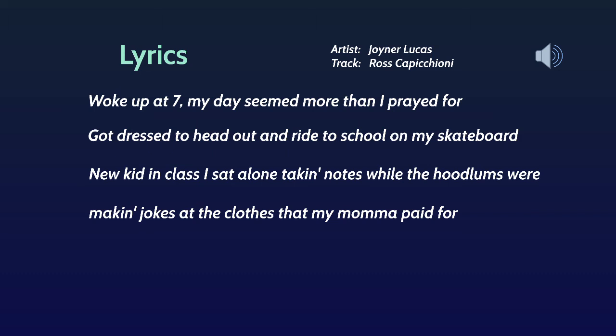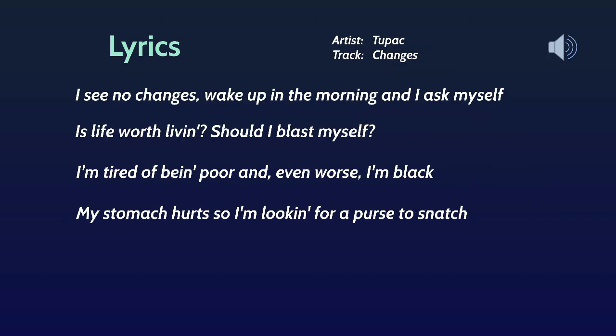A second example. Come on. I see no changes. Wake up in the morning and I ask myself, is life worth living? Should I blast myself? I'm tired of being poor, and even worse, I'm black. My stomach hurts, so I'm looking for a purse to snatch.